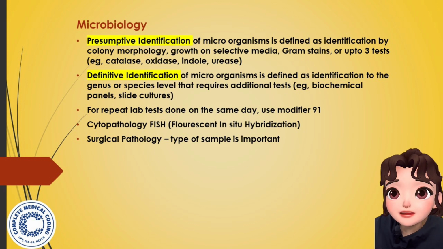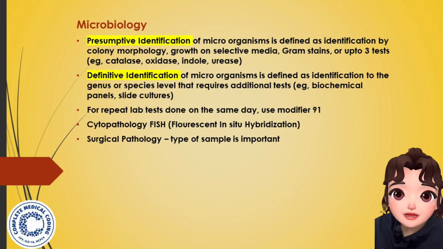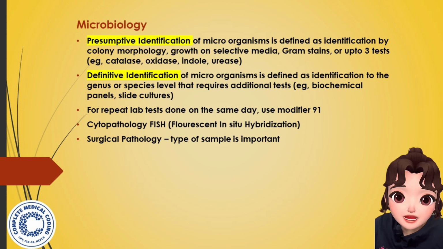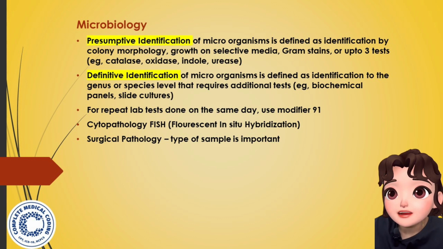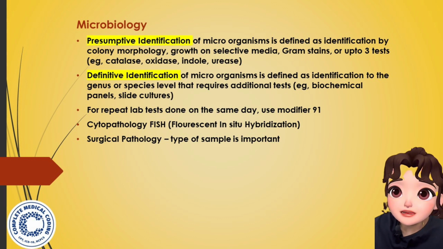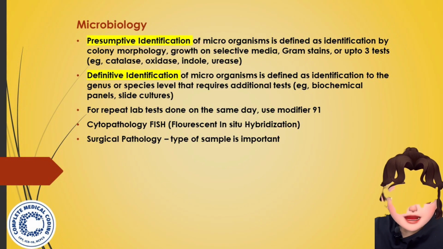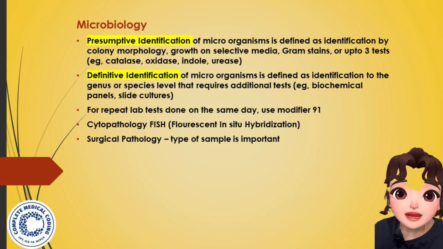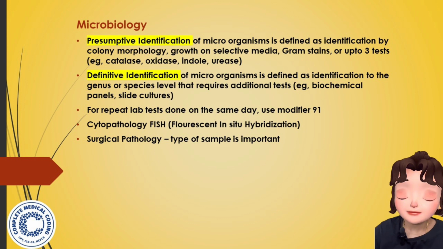Now, another important point, FISH, F-I-S-H. Under cytopathology, you will encounter the word FISH, fluorescent in situ hybridization. Sometimes it can be asked in abbreviations also. Now, under surgical pathology, the type of sample is important. What type of sample are you using? Okay. These are only a few guidelines under lab, laboratory, and pathology.